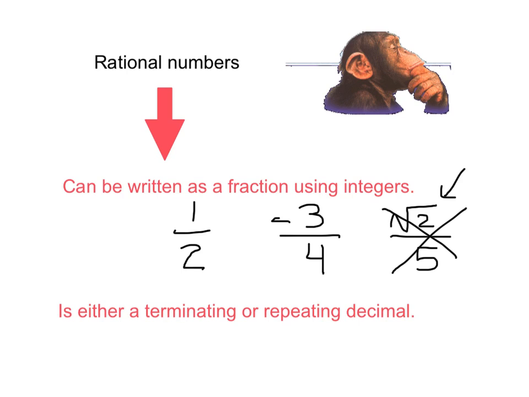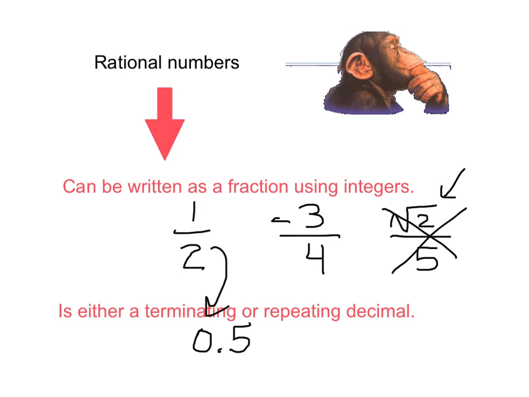All right. Now our other definition of a rational number is that it's either a terminating or repeating decimal. All right. So if it can be written as a fraction using integers, then it can be written as a terminating or repeating decimal. So 1/2 as a decimal is 0.5. Right? Divide 2 into 1, you get 0.5. That's an example of a terminating decimal.